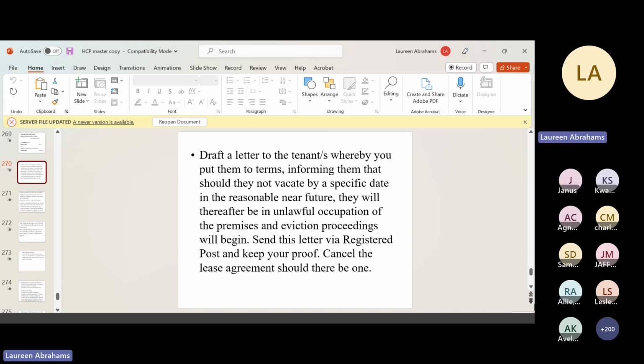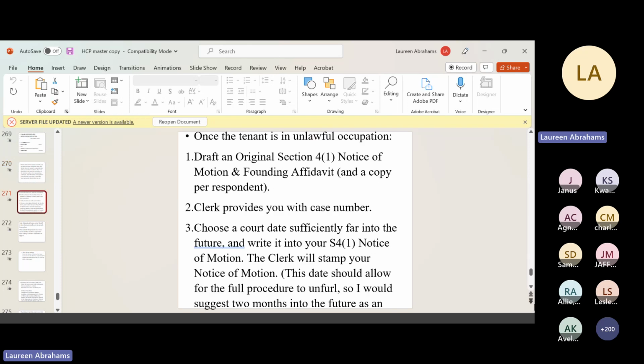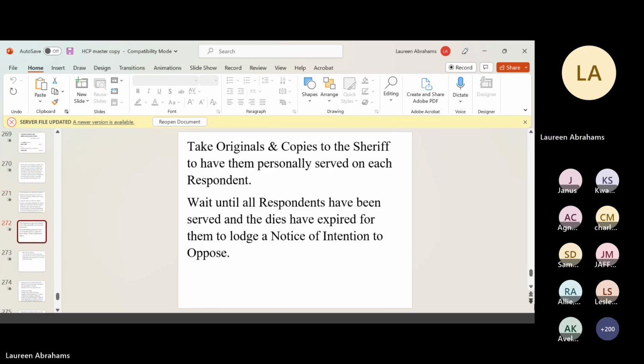If you want to evict a person from their primary residence, then you must use the procedures laid down in the PI Act. You would start by having a section 4.1 notice served on the respondents. It's an application procedure. So you would have the section 4.1 notice of motion and the founding affidavit served on the respondents. Then you would obtain a court date. This is the procedure in the magistrate's court really.